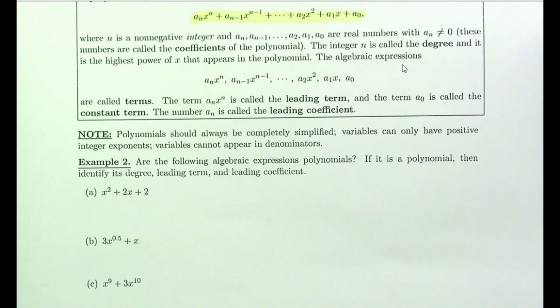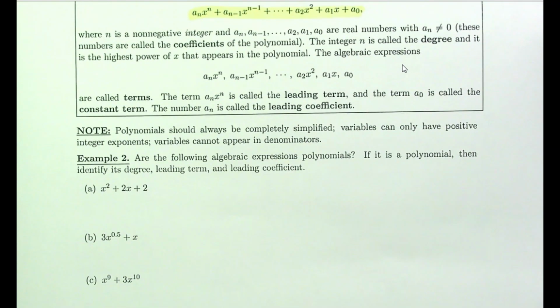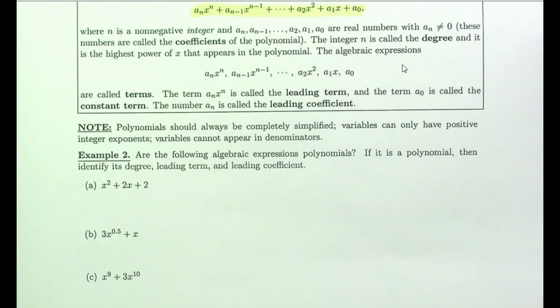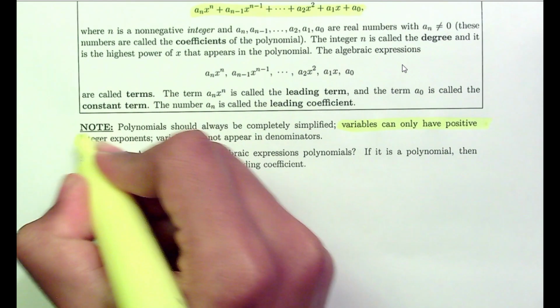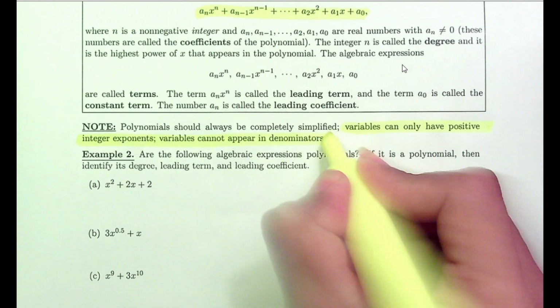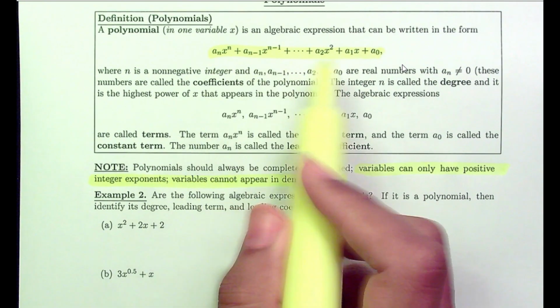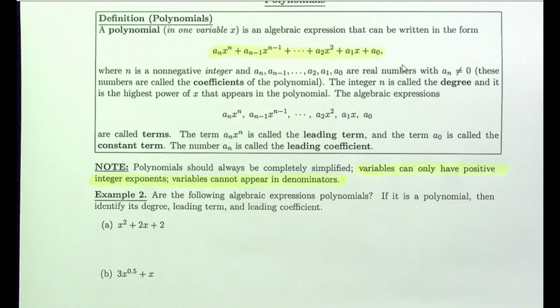Polynomials should always be completely simplified. And to emphasize what I just said, variables can only have positive integer exponents, and no variables should appear in denominators. Note that in the general expression for a polynomial, there are no fractions anywhere. If there are fractions, they have to be in the coefficients, in the a's. You cannot have variables on the bottom. If you see that, that's not a polynomial.